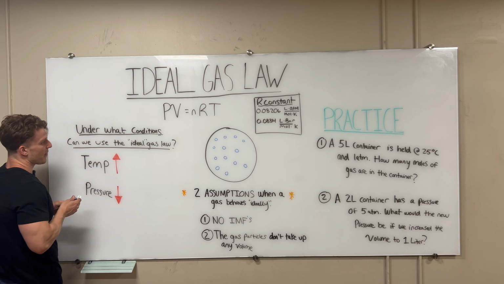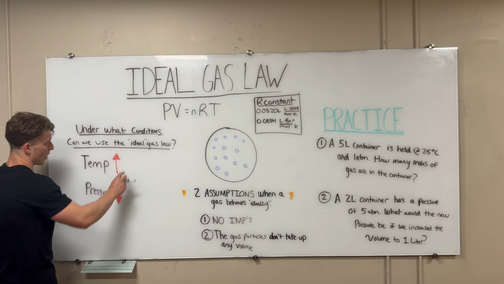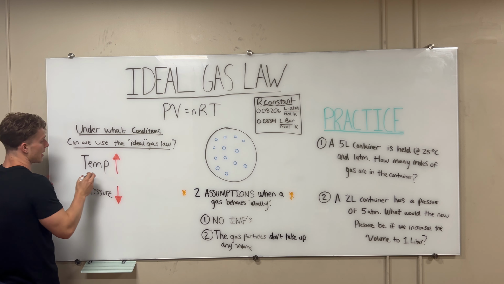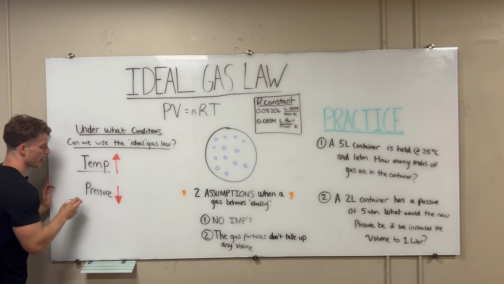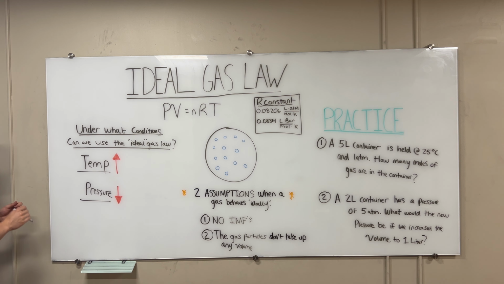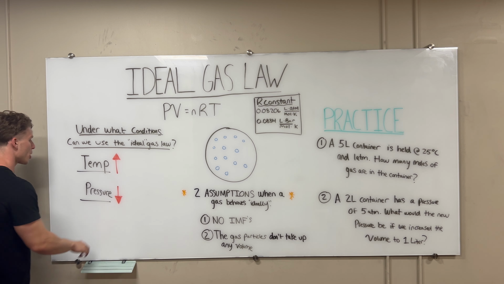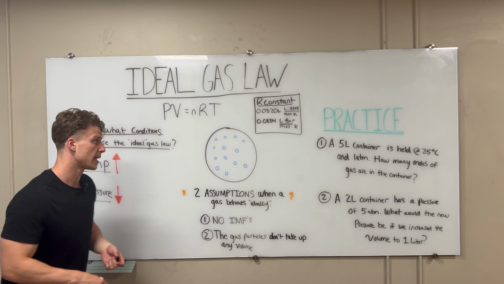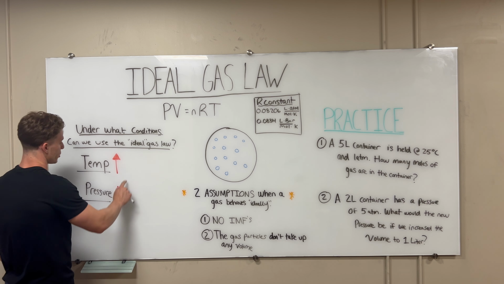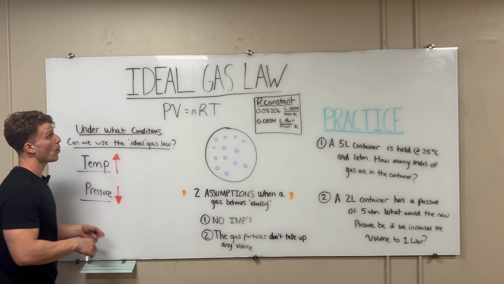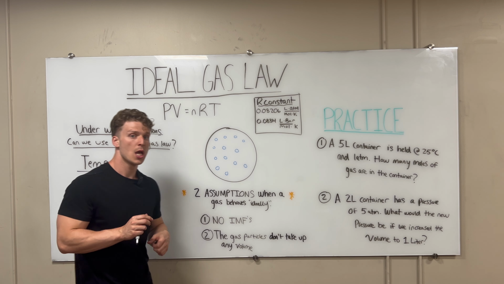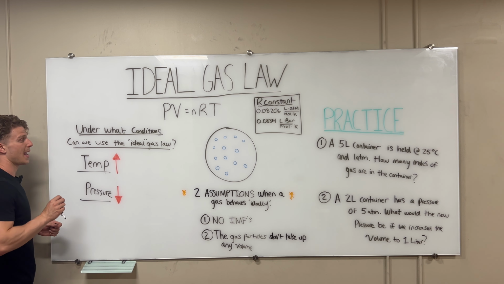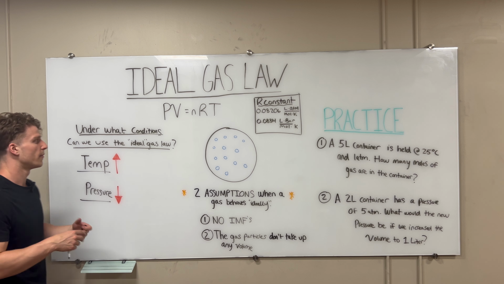So gases behave ideally, which I'll cover in a second, when the temperature is high and the pressure is low. So the higher your temperature and the lower your pressure, the more likely you're going to be able to have a gas behave ideally. Now, under low temperatures and high pressures, we are not going to be able to use the ideal gas law because that gas is going to start behaving in a non-ideal fashion.